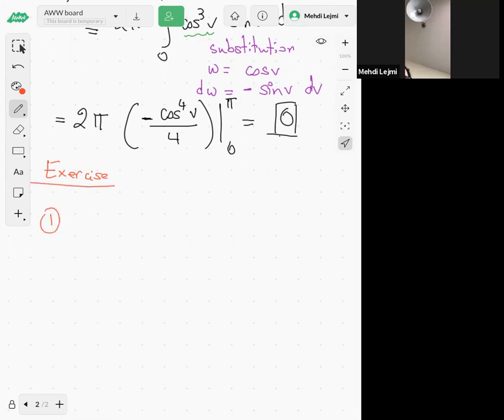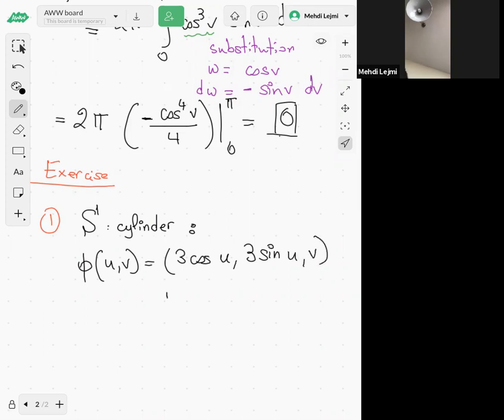Let's say the surface S is the cylinder. It's parameterized by phi of u, v equals cosine of u, sine of u, v. The angle u is between 0 and 2 pi as usual. v, let's say, so we're gonna take the cylinder.